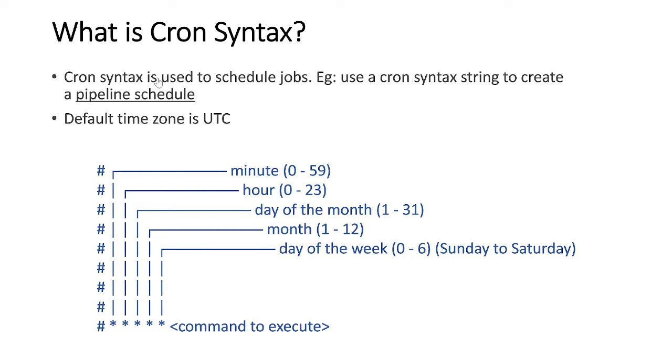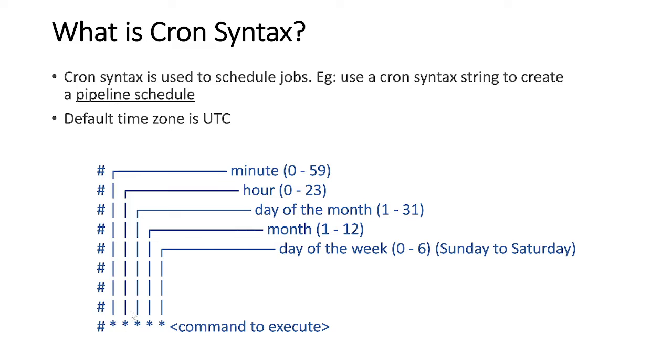As I said, cron syntax is used to schedule jobs. For example, you can use a cron syntax string to create a pipeline schedule. Say in Azure Pipelines, if you want to create a job schedule, in that situation you can use cron. The default time zone is UTC, but if you want to change it according to your project needs, you can use a different time zone too. The cron expression is generally like this.